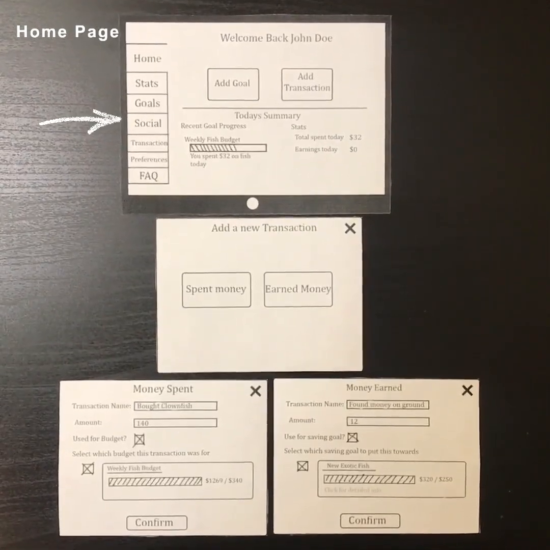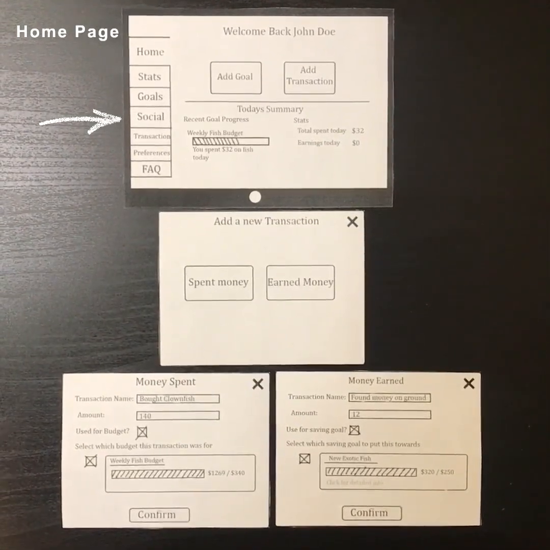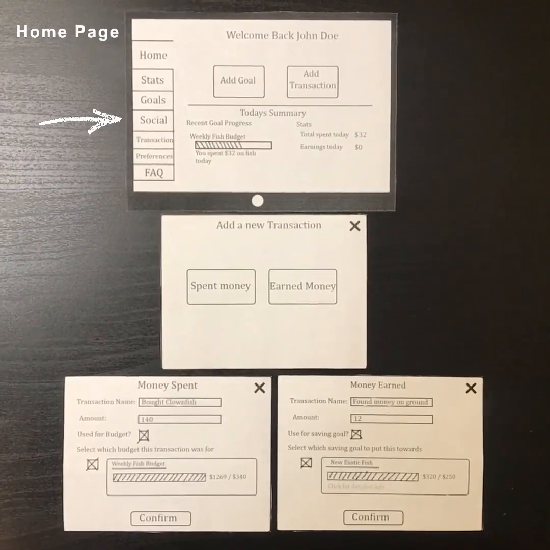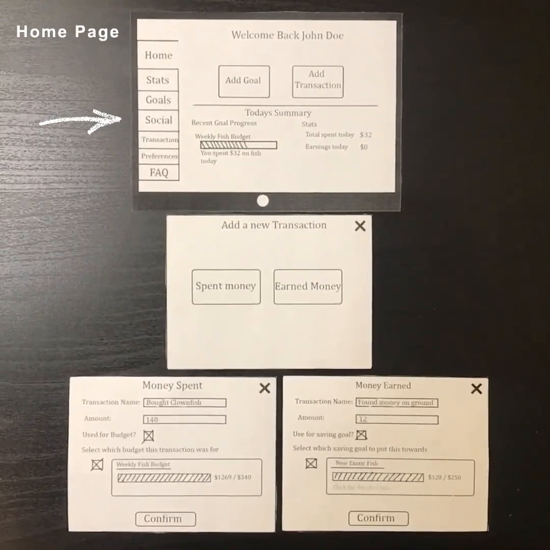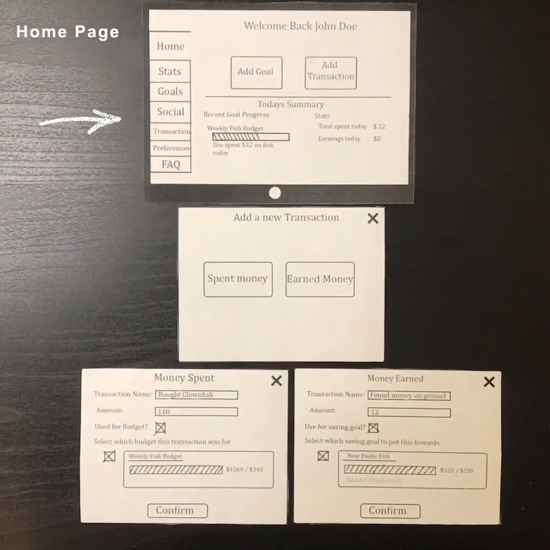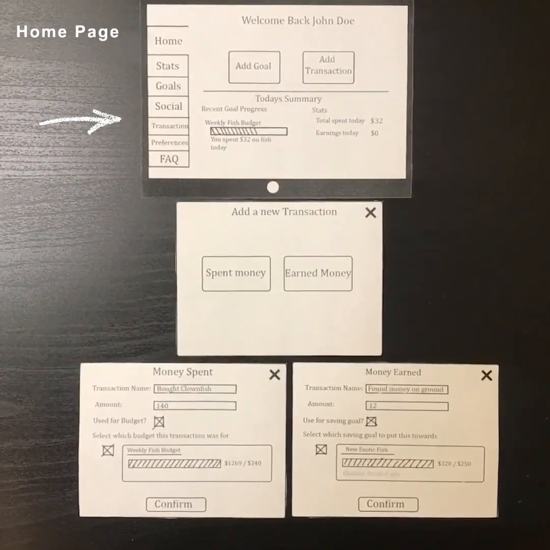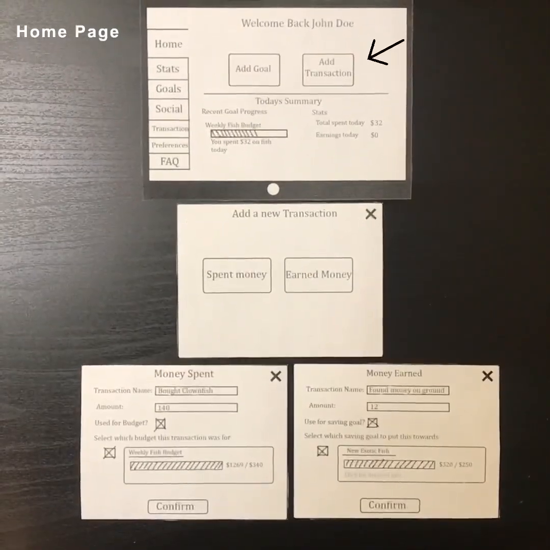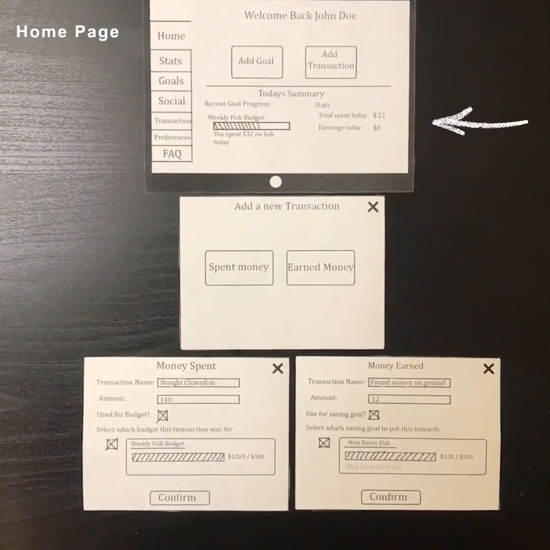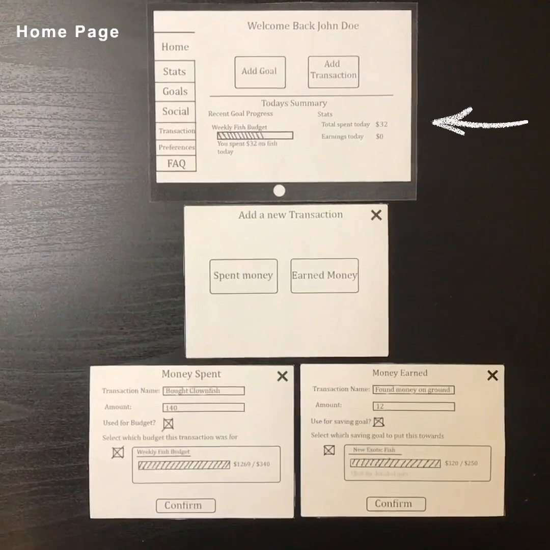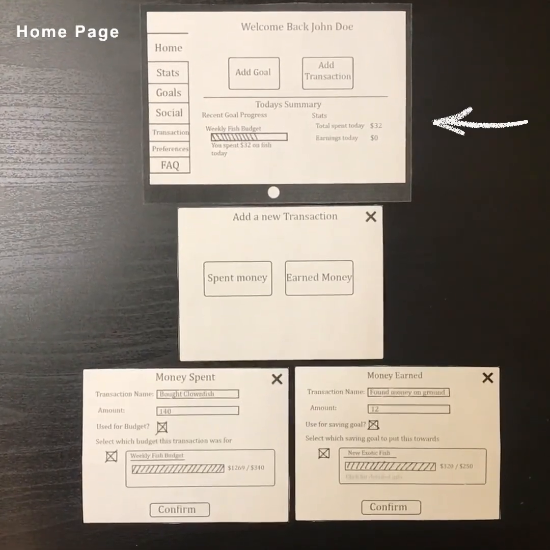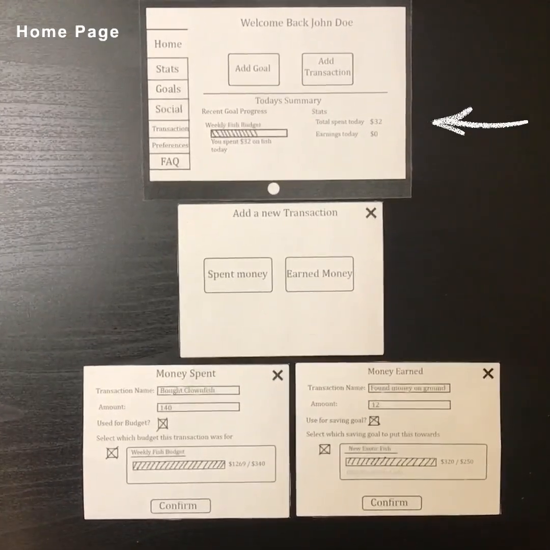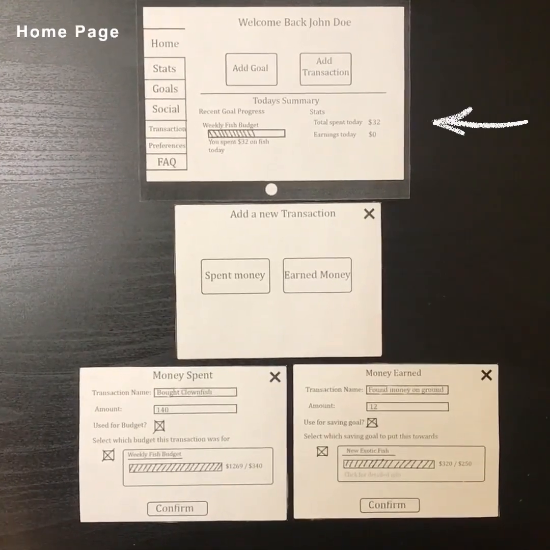This is the home screen for our budget tracking app. This is also the screen that the user will see upon opening the app. On this screen, you have two buttons on top, an Add Goal button and an Add Transaction button. And below them, you have a brief summary for your transactions for the day and your most recent budget goal.